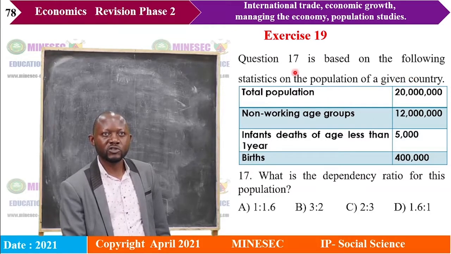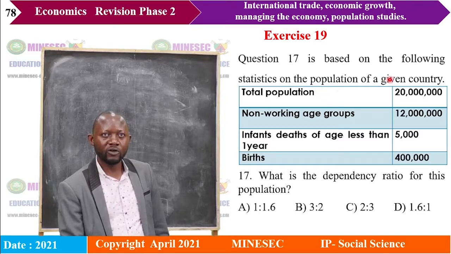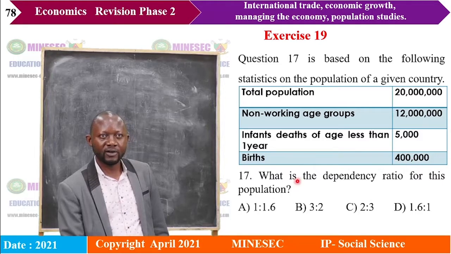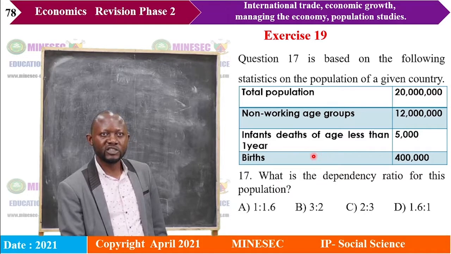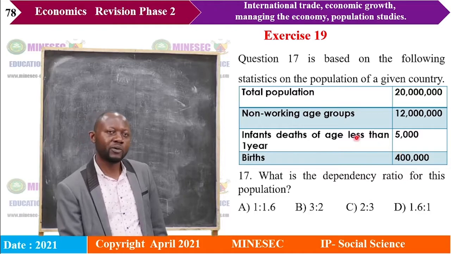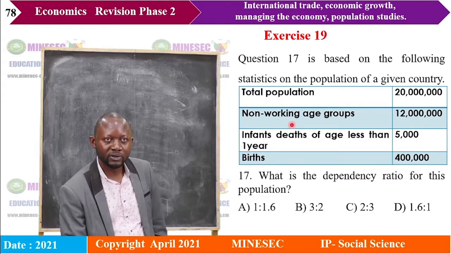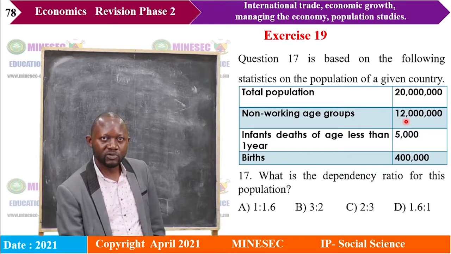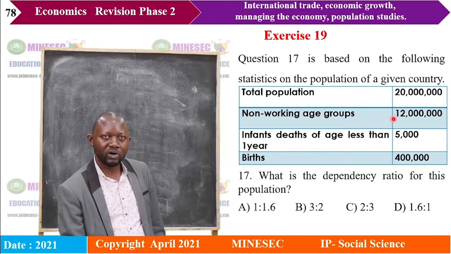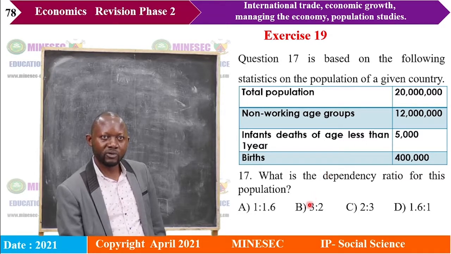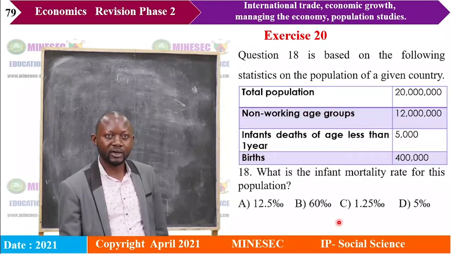Questions 17 to 19 are based on the following statistics on the population of a given country. We have the total population that is given. We have infant deaths, age less than 1 year, given as 5,000, and births 400,000. What is the dependency ratio for this population? To calculate the dependency ratio, we take the dependent population to the independent population, or the inactive population to the active population. The non-working age group represents the inactive population. If there are 12 million and the population is 20 million, it means that the active population is 8 million. So we're taking 12 million to 8 million. 12 is to 8, we bring it down, we're going to have 3 is to 2, which gives us B as an answer.